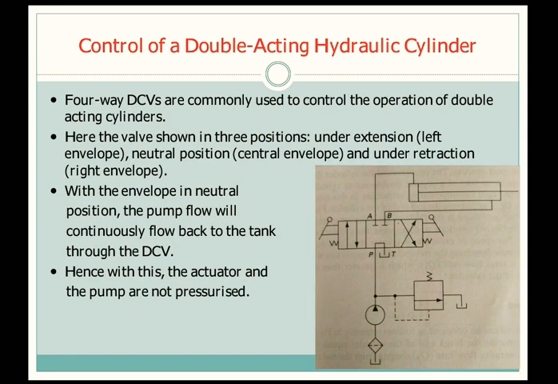Next we shall see the control of double acting hydraulic cylinder. In the figure you can see there are three different circuits and four different valves. Four-way DCVs, directional control valves, are commonly used to control the operation of double acting cylinders. Here the valve is shown in three positions. The left envelope is under extension, the central position shown in the figure is the neutral position, and the right envelope is under retraction.